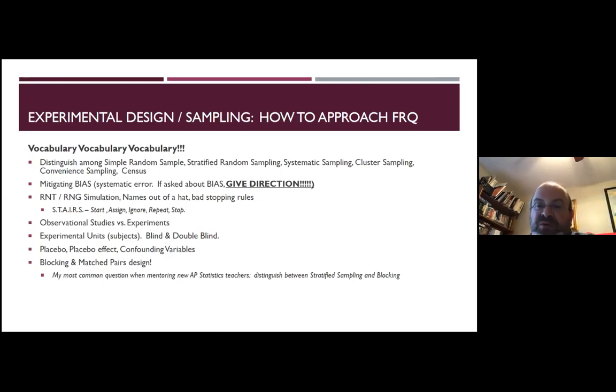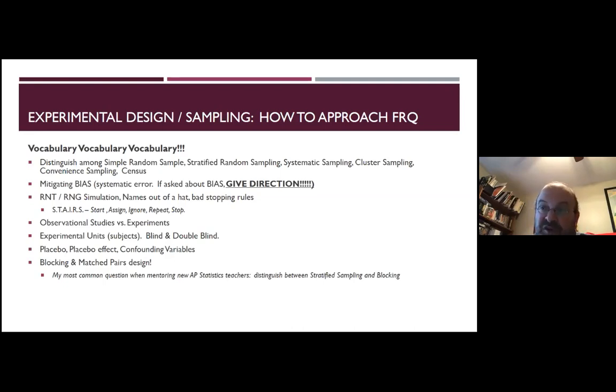I've mentored a lot of new teachers, and probably the number one question, sort of sheepishly from new teachers, although I wish they weren't shy about it, is, hey, what's the distinction between stratified random sampling and blocking? Because they really seem to be the same, right? And the answer is they start off the same. In stratified random sampling, we are stratifying the population. And in blocking, we are blocking or breaking up the population into similars. That first step is the same.